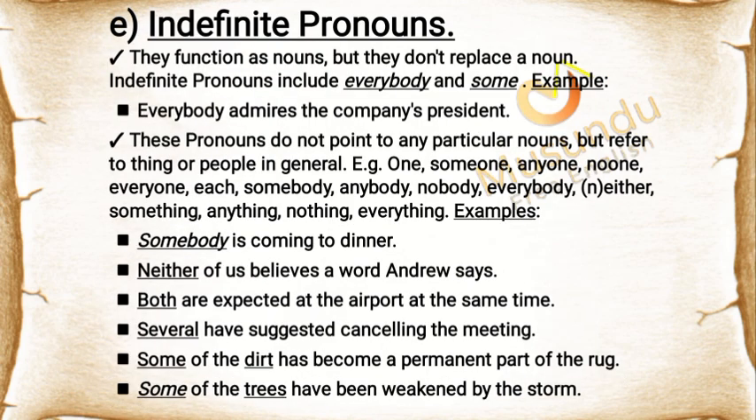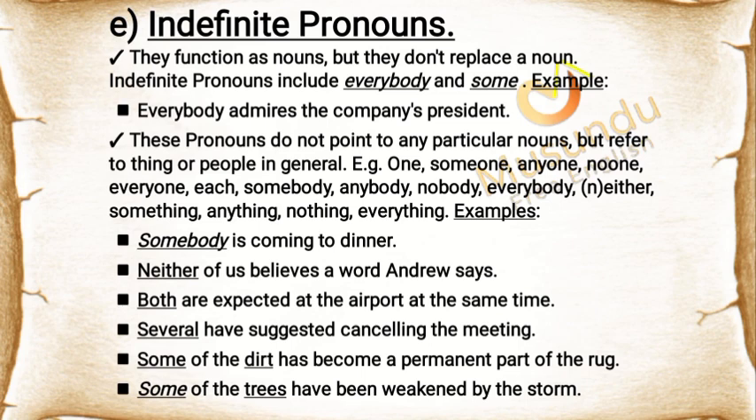E. Indefinite pronouns. They function as nouns, but they don't replace a noun. Indefinite pronouns include everybody and some. Example, everybody admires the company's president. These pronouns do not point to any particular nouns, but refer to things or people in general. E.g., one, someone, anyone, no one, everyone, each, somebody, anybody, nobody, everybody, either, neither, something, anything, nothing, everything.